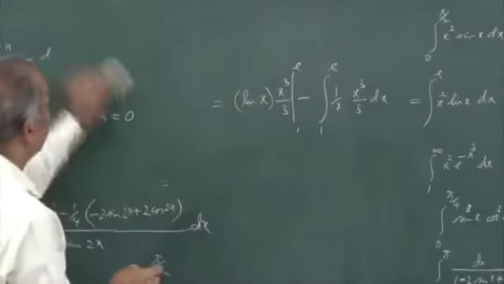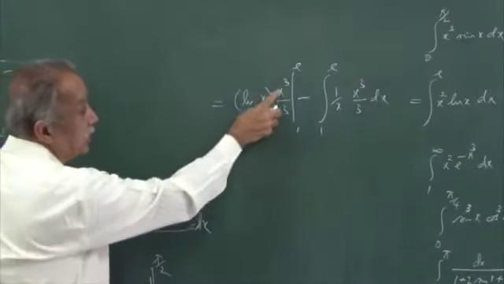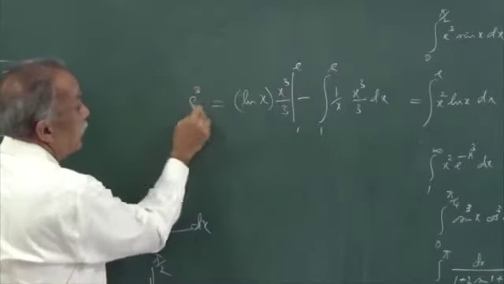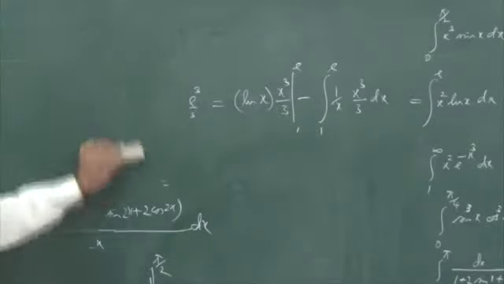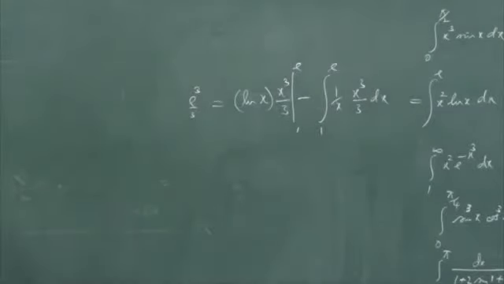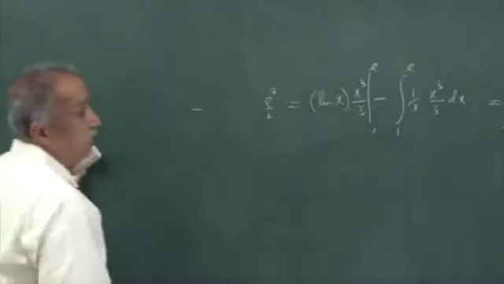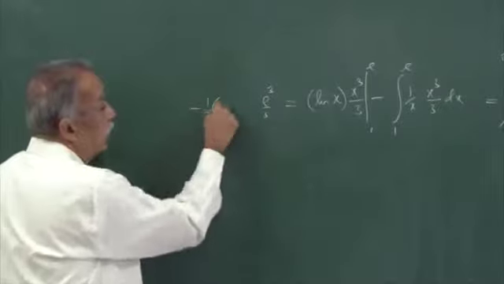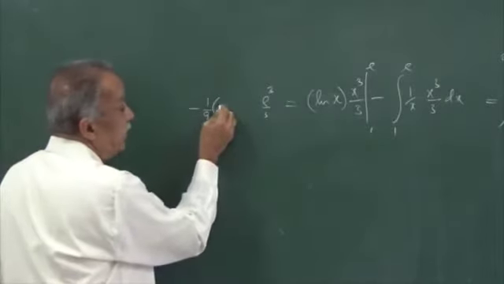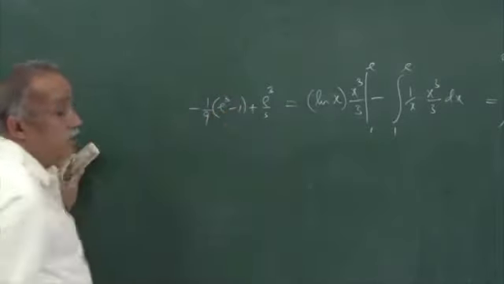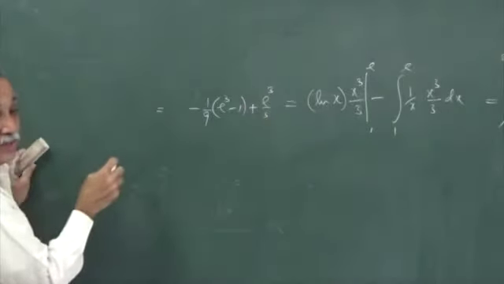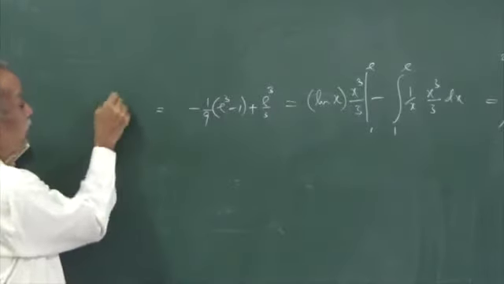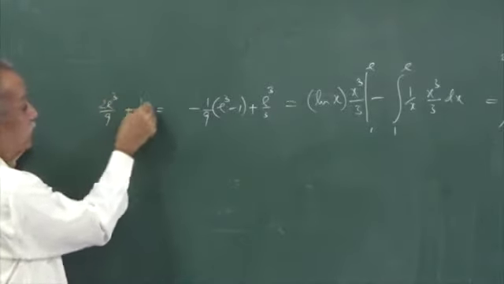Value will be, at e, log e is 1, e cube by 3. At 1, log 1 is 0, amount to be subtracted is 0. Minus, integral of x square by 3 is x cube by 9, 1 by 9 of x cube between the limits 1 and e is e cube minus 1, which is equal to e cube by 3 minus e cube by 9, that is 2 e cube by 9, minus of minus, plus 1 by 9.